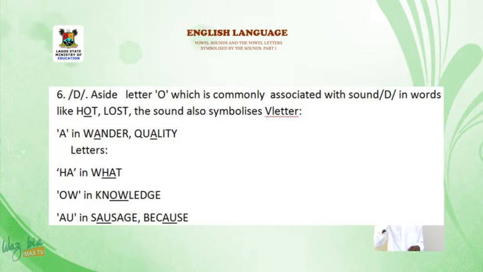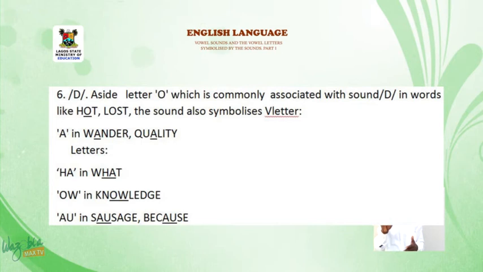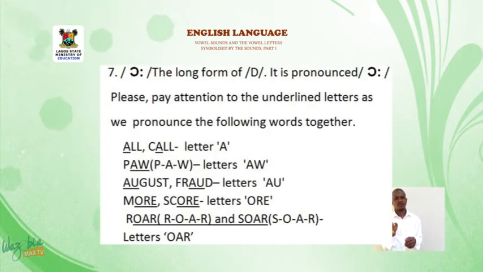Sound number 6. Aside letter O, which is commonly associated with sound O in words like hot, lost, the sound also symbolizes letter A in wonder, quality. Letters H-A in what. O-W in knowledge. A-U in sausage.